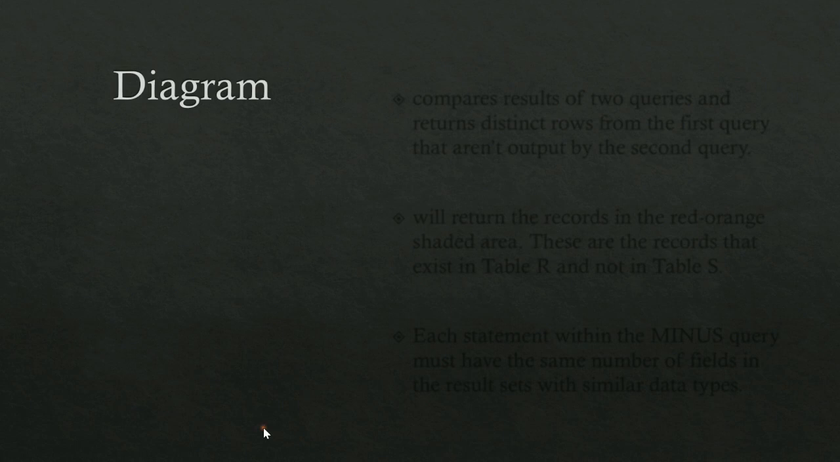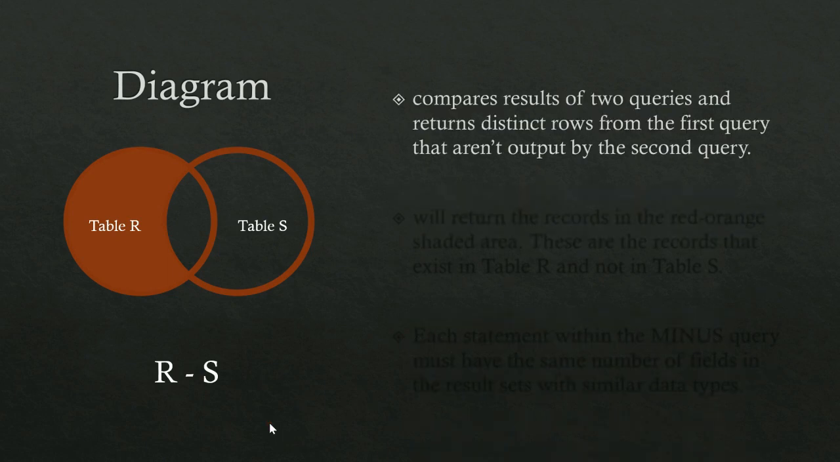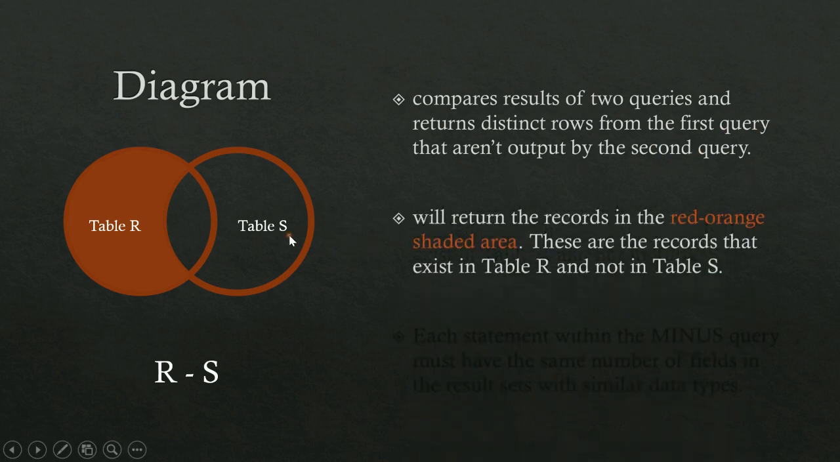So let's see a diagram. For example, I have table R and I need to compare it to the second table, which is table S. And let's see what will be the set difference, which is R minus S. It compares the results of two queries and returns distinct rows from the first query that aren't output by the second query. That is, it will return the records in the red-orange shaded area. And these are the records that exist in table R and not in table S.